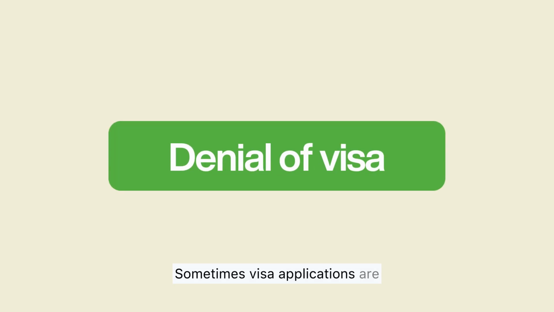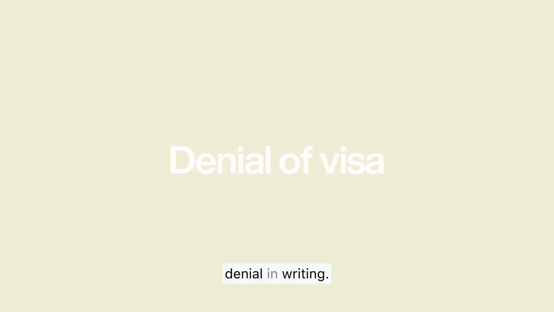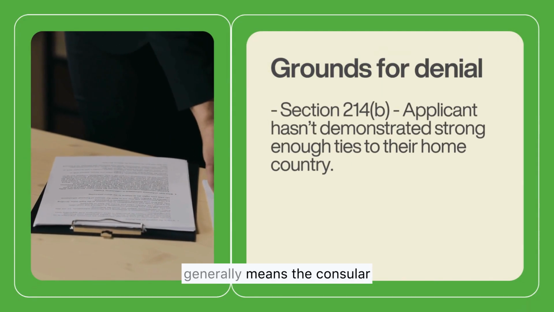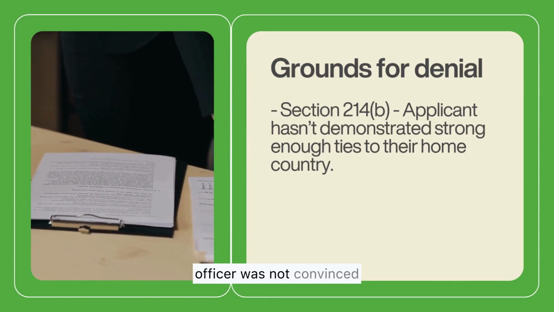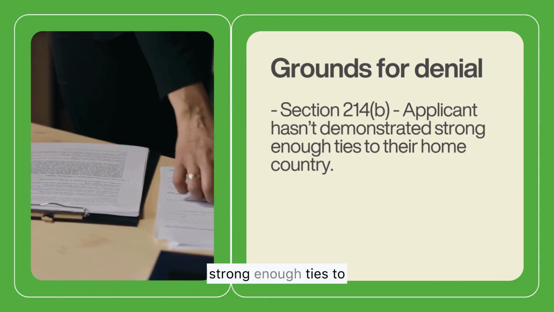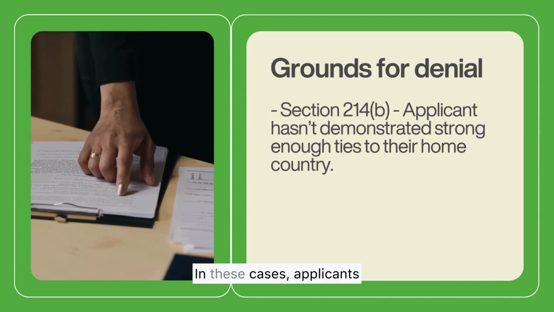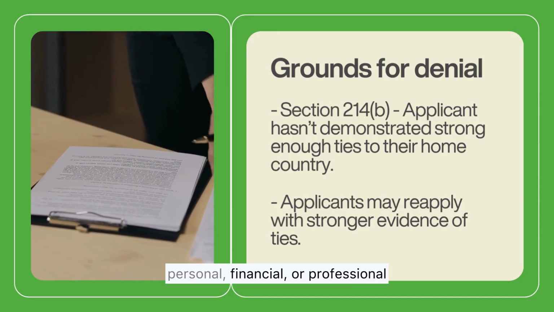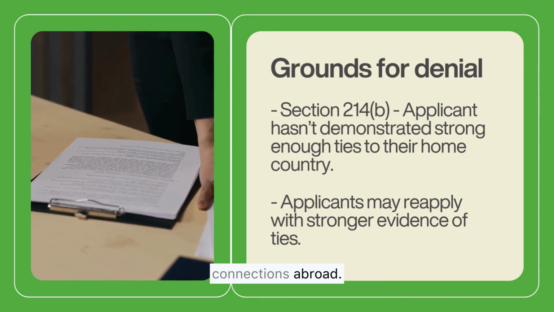Sometimes visa applications are denied. If this happens, the consulate must provide the legal reason for the denial in writing. One common denial is under Section 214B, which generally means the consular officer was not convinced that the applicant demonstrated strong enough ties to their home country. In these cases, applicants may choose to reapply with stronger evidence of personal, financial, or professional connections abroad.